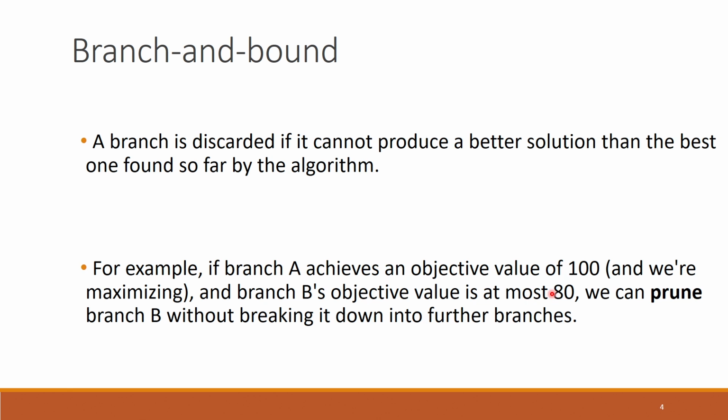So, somehow we know that it will not give you anything more than 80. So, then we can prune the branch B without breaking it into further branches. What it means is that pruning a branch means that we will not look further in that branch. We will not closely evaluate the solutions present in that branch, because we already know that even if we look at all of the solutions in this branch B, it will not give any solution having objective function value greater than 80. So, why spend our time there when we already have a solution that gives the objective function value of 100? Okay. So, pruning means cutting down.